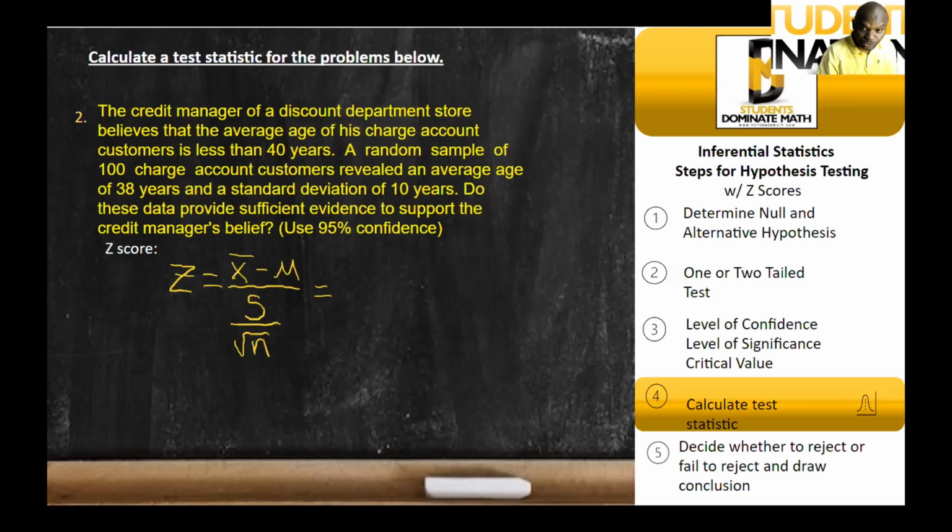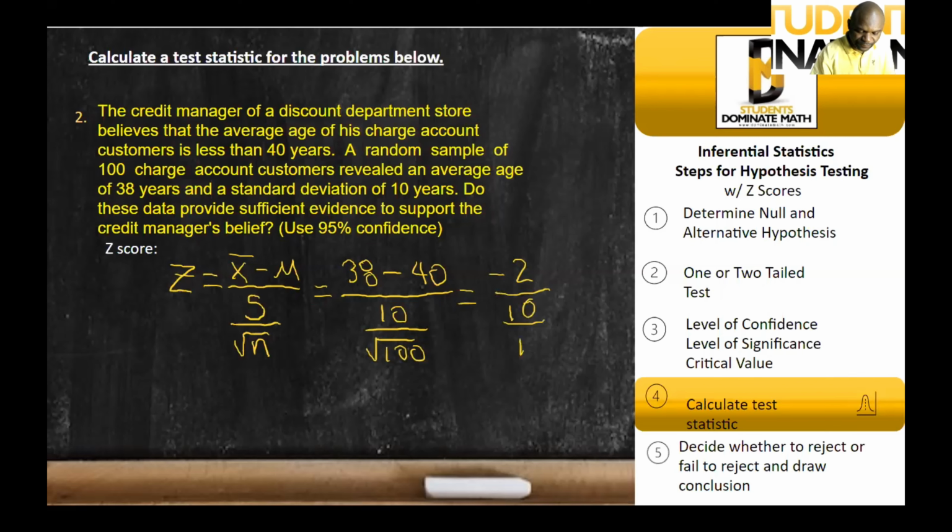If you feel like you can pause the video or do it on your own, feel free to do that. The mean of our sample here was given as 38. That mean is actually less than the average, which is thought to be 40. The standard deviation of 10 is given within the problem, and for the number of pieces of data, take the square root of 100. Hopefully this is not too bad. So we have a -2 divided by 10 divided by the square root of 100, which is 10. We have -2 divided by 1, and we end up with a z-score of -2.